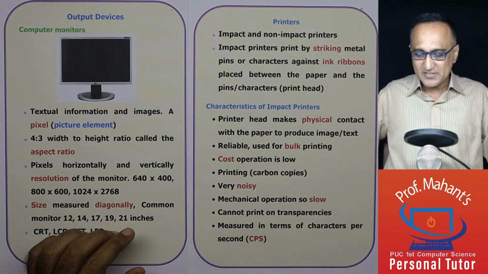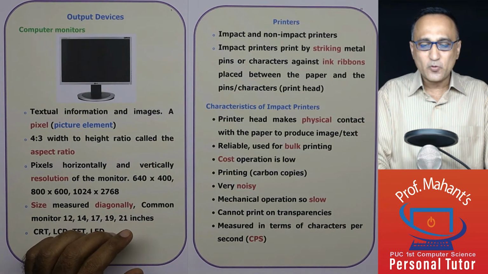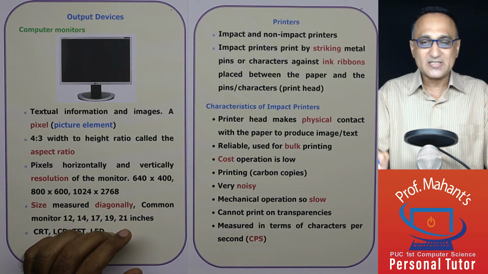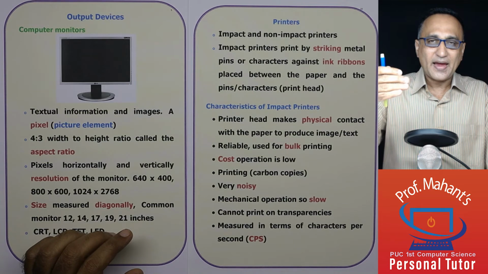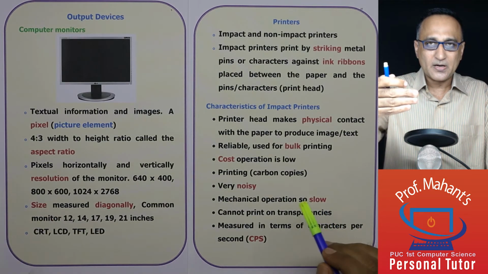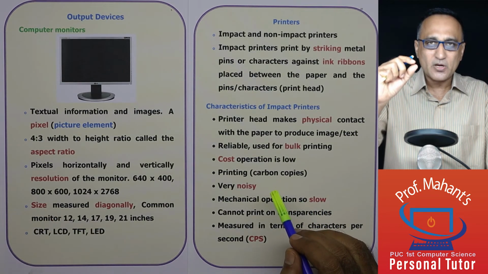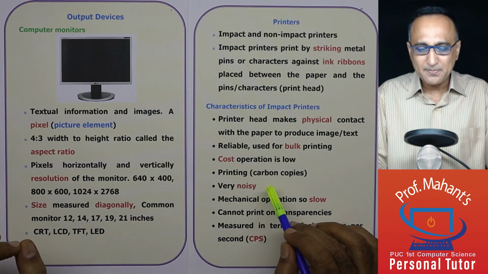Since they have a physical impact mechanism, you can produce carbon copies. Since it strikes the ribbon, between the ribbon and the paper you can place a carbon paper and another paper, and you can produce multiple copies at the same time.